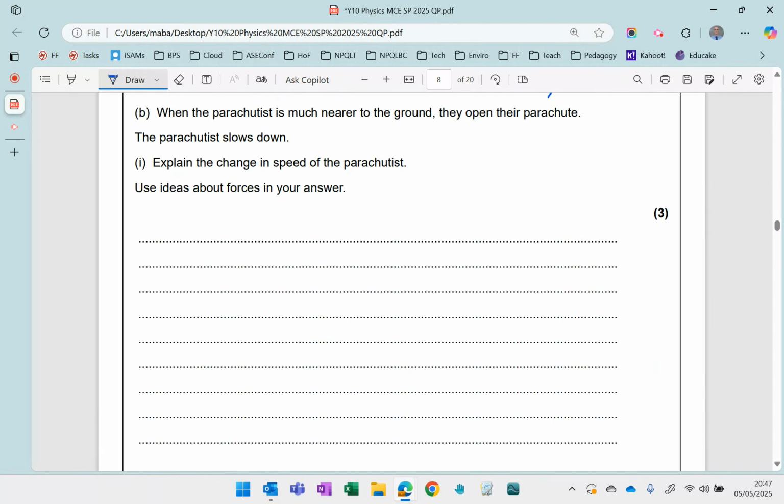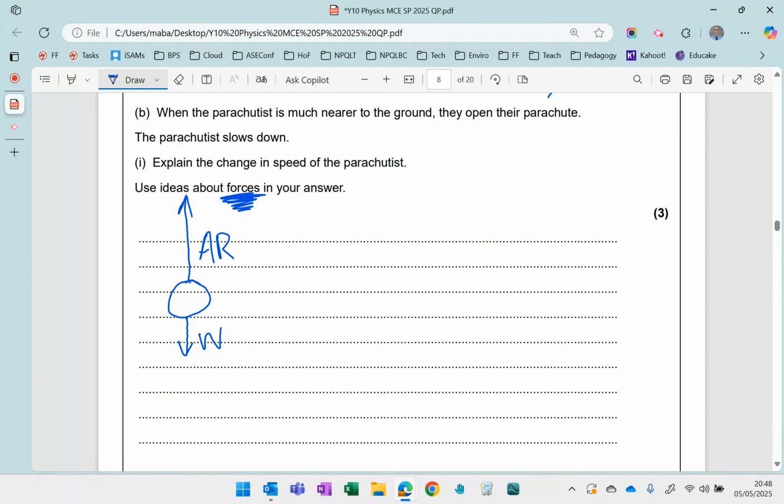When they're much nearer the ground, they open their parachute and this parachutist slows down. Explain this change in speed. Use ideas about forces in your answer. So you've got to talk about forces. Now I think that the easiest way to do this is to draw the force diagram for what you're talking about. So look, here's our parachutist. The force downwards on them is the weight, but when they open their parachute, then the air resistance force is going to be larger.